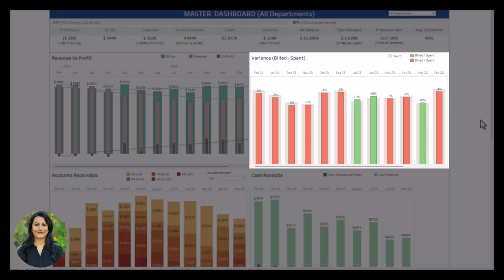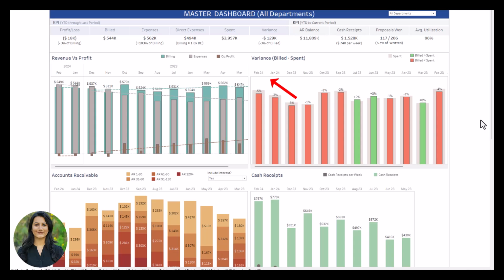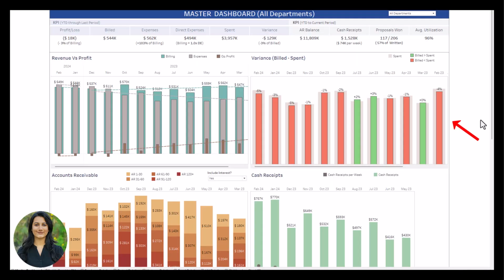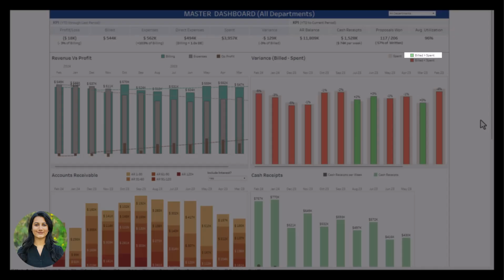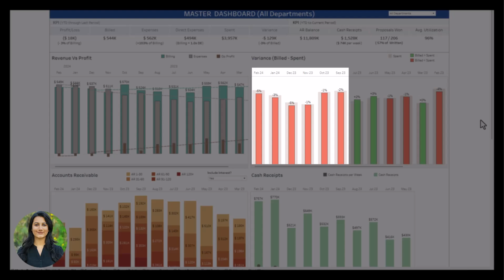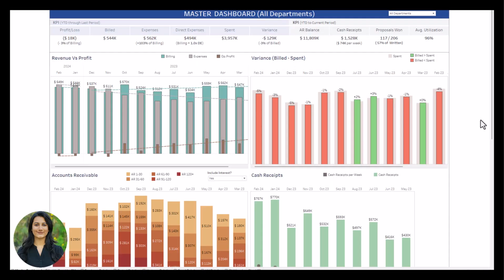Now let's look at the next section here. This chart compares billed revenue versus total spent month by month, with the most recent months on the left side. If the company spent more than it billed, then the bar turns red. If the total spend is lower than billings, then we see a green bar. As we can see here, the last 6 months are mostly red, meaning the company has consistently spent more than it has billed. This indicates underbilling and highlights a potential revenue leak.